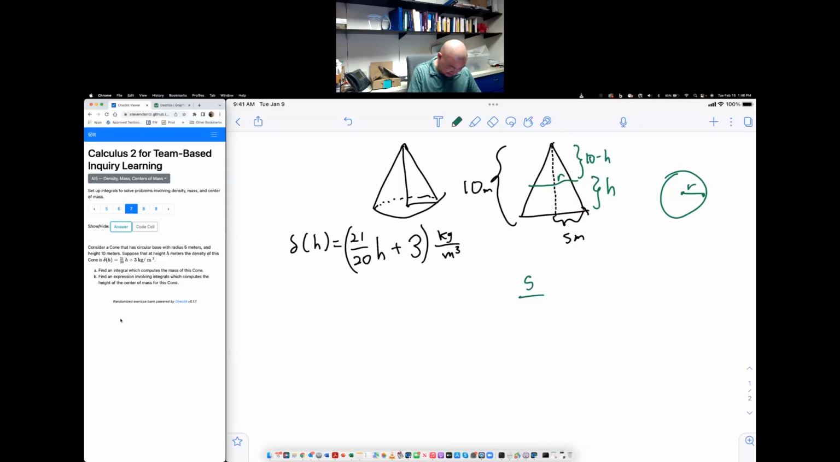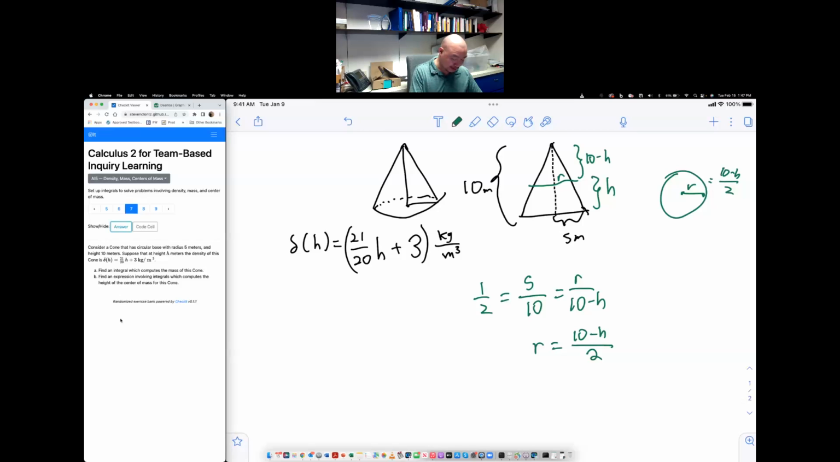So let me just write that. 5 over 10 is equal to r over 10 minus h, from which I can deduce that r is equal to 10 minus h over 2, right? Since this is 1/2. And so I do now know my radii, and it's 10 minus h over 2.